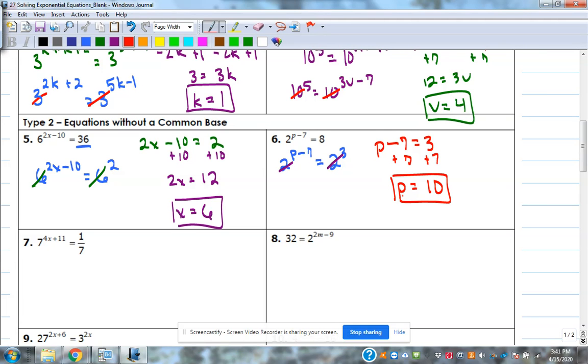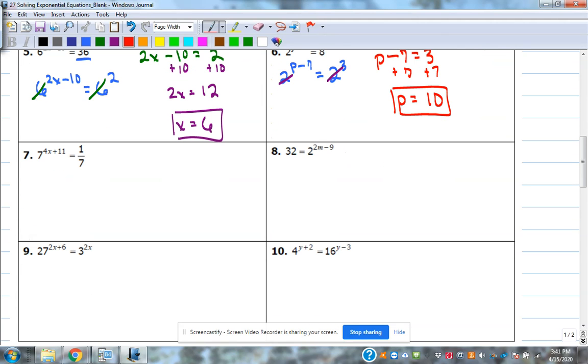Okay. All right, a little bit more difficult when we get to number 7. We've got a base of 7 on the left side with the 4x plus 11. So we want to rethink how we write 1 over 7 with a base of 7. And anytime you see a fraction there, your brain should automatically jump to negative exponents. So we've got 7 to the 4x plus 11 is equal to 7 to the negative 1. That's the same thing as 1 over 7.